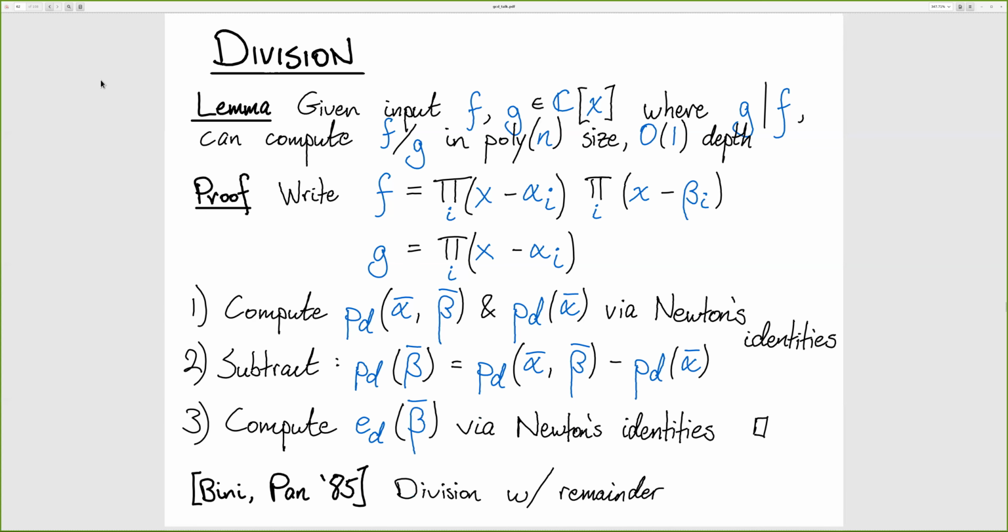Now, it turns out we're not the first people to look at this. In fact, constant depth polynomial division has been known since the 80s from work by Bini and Pan. They didn't phrase it this way, but if you look at their algorithm, it can be expressed in constant depth. They also handle division with remainder, so this is not new. But this is meant to illustrate why these identities are even useful. How can you get an algorithm out of them to begin with?